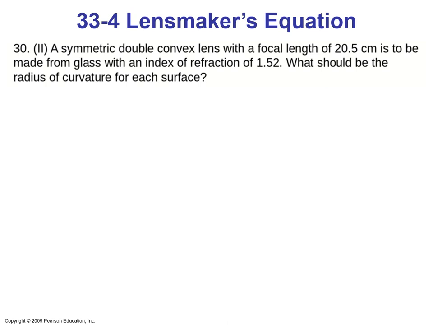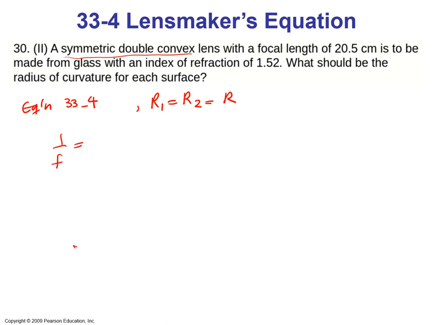Okay, let's look at problem number 30 in the book as an example. A symmetric double convex lens with a focal length of 20.5 centimeter is to be made from glass with an index of refraction of 1.52. What should be the radius of curvature for each surface? Solve this problem. We use equation 33.4 for the lens maker's equation. But it says symmetric double convex, so radii of curvature, r1 is equal to r2 is equal to r, and we are looking for that radius of curvature.